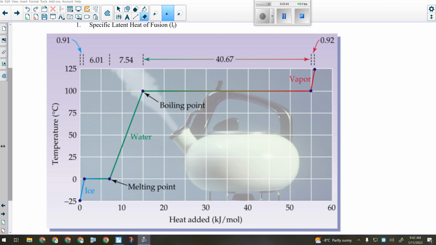There are some materials like carbon dioxide that sublimate directly from solid to gas. If you've ever seen what happens with dry ice, it just goes straight from solid to gas. It skips the liquid phase entirely. This is the heating curve for water, which is of course the most important thing for us because it affects climate.